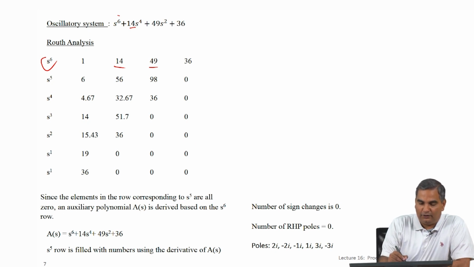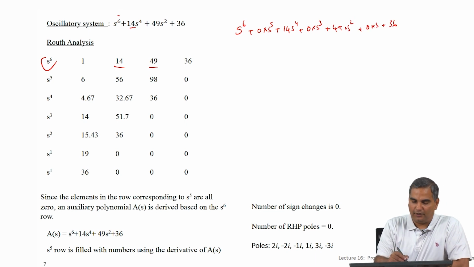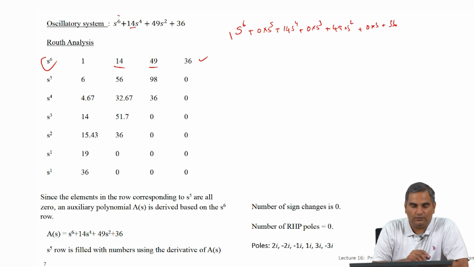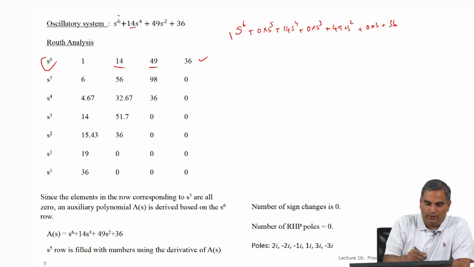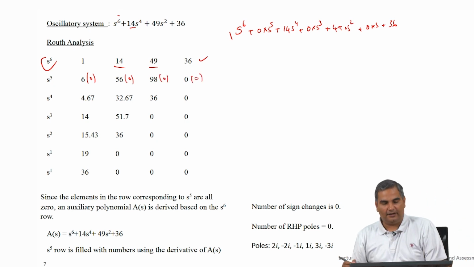So, basically if you think of this as s power 6 plus 0 times s power 5 plus 14 times s power 4 plus 0 times s cube plus 49 times s squared plus 0 times s plus 36, and then use the same procedure that I am going to take 1, skip 1, 14, skip 1, 49, skip 1, 36, that is what I have. But unfortunately I need 2 rows to be filled up. If I do not do anything, basically I will have 0, 0, 0, 0 here, right. So, these are the only things that I will have.